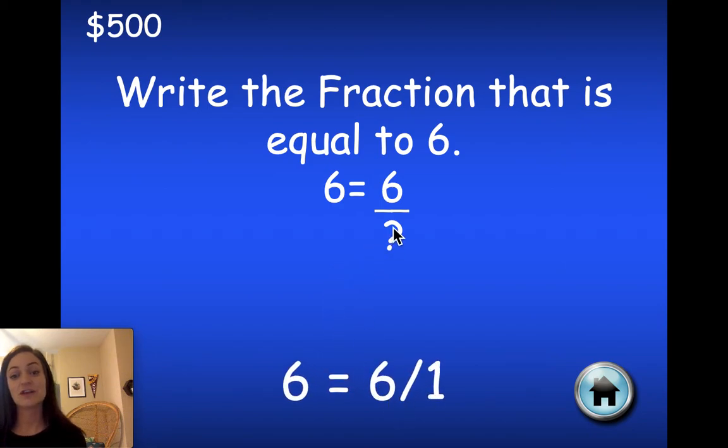All right, you should have written 6 over 1. Do you remember we talked about if you had like 6 wholes, those weren't cut into any pieces, so the denominator would be a 1. So 6 wholes would be the same as 6, right? Okay, so hopefully you remembered that. If you didn't, that's okay. I remember that we didn't spend a ton of time on that one.